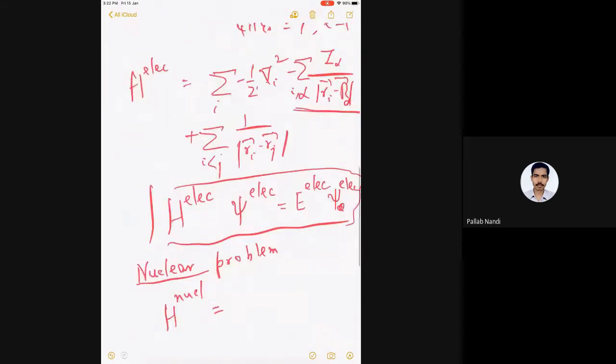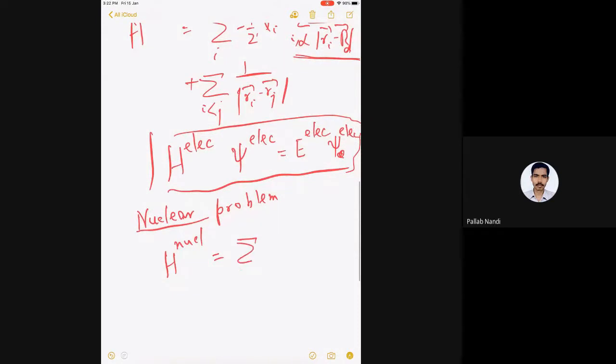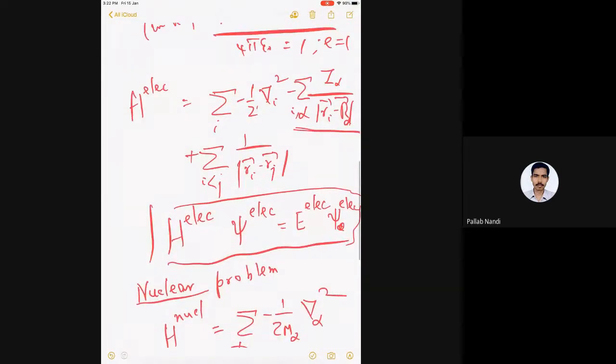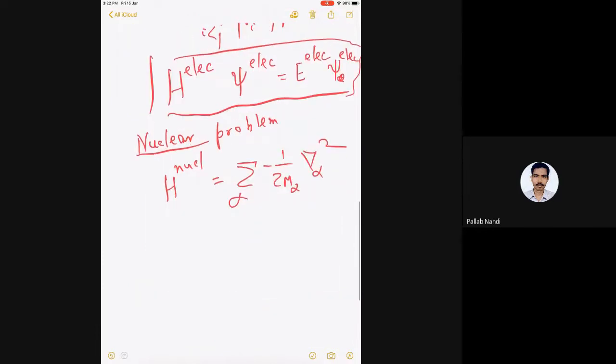So I can define this as sum over alpha minus 1 by 2 m alpha Laplacian alpha. So that's, of course, the nuclear kinetic energy. Then, of course, the nuclear repulsion energy will come. That is for sure. So nuclear repulsion energy will also come with the repulsive force.